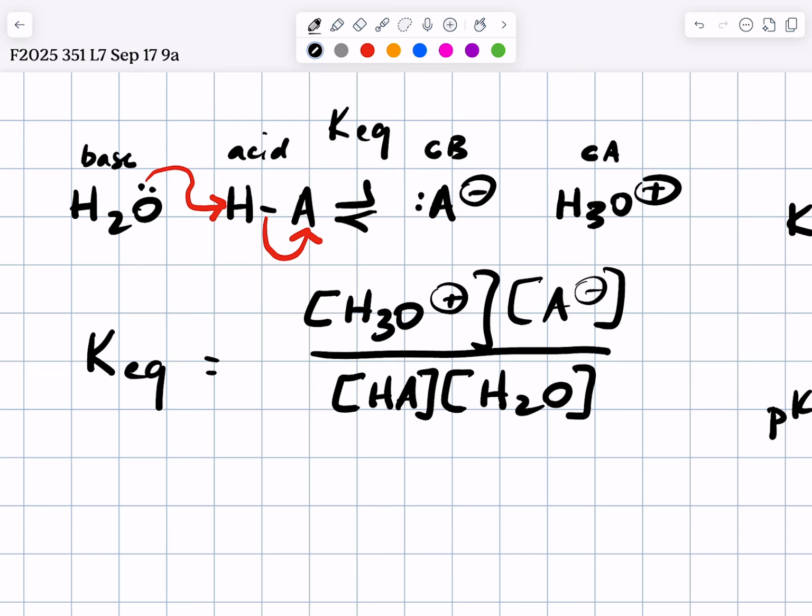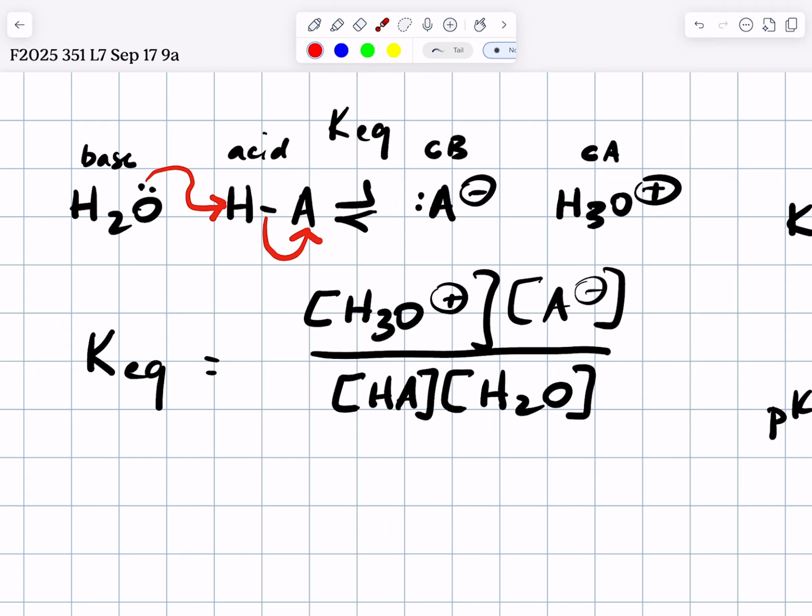Now, if you were to write the equilibrium constant for that reaction, you would come up with something like this: concentration of H3O plus, which you previously represented as H plus, A minus, and then HA with the concentration of water here. Why are we putting it in equilibrium? Because it's involved.